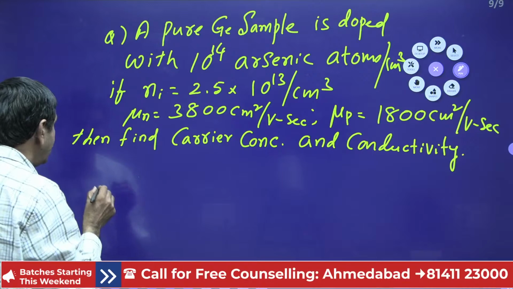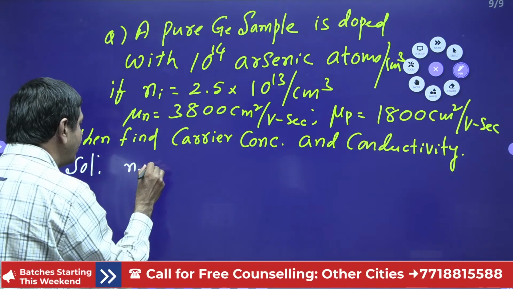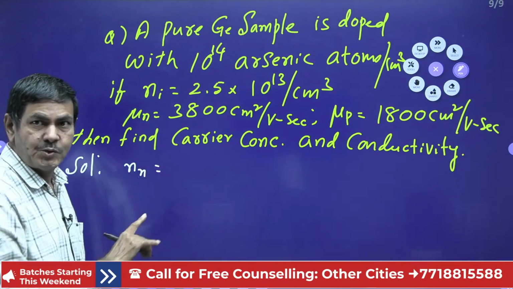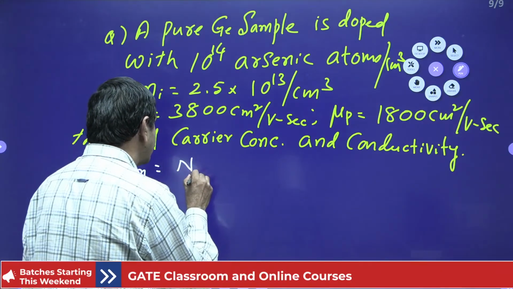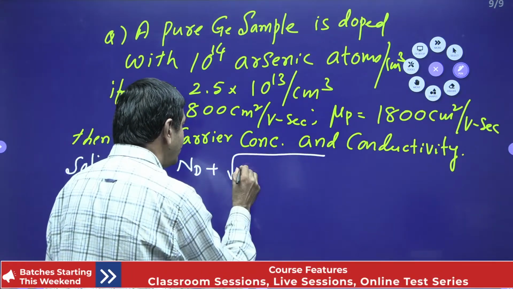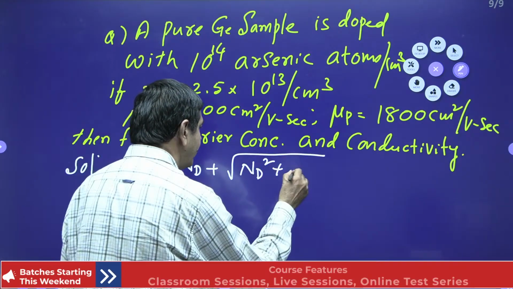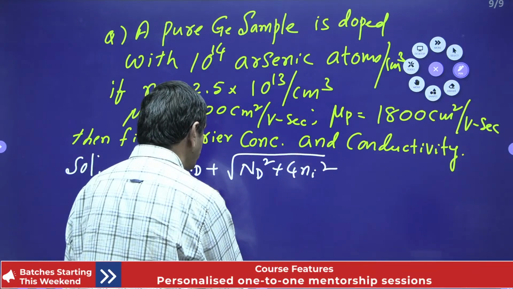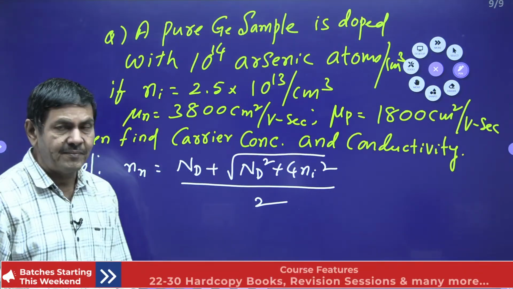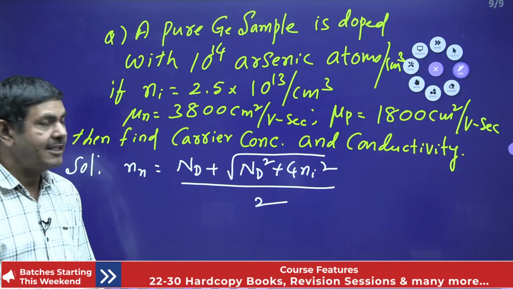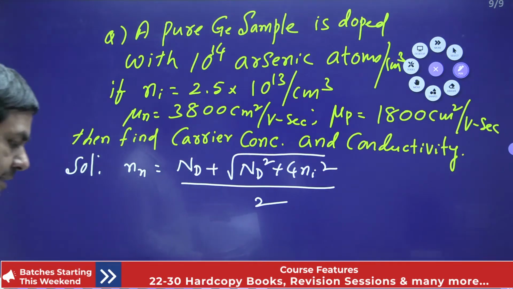In this case, Nn can be calculated by the formula I gave today. What is the formula for Nn? Nn equals Nd plus the square root of Nd square plus 4 Ni square, all divided by 2. This formula is given already. By using this formula we can calculate. Can anybody give the answer using this formula?